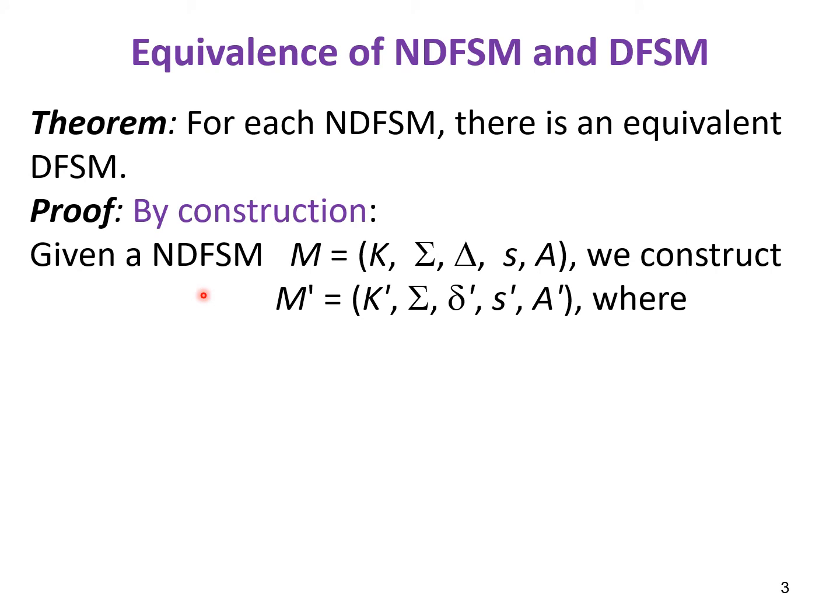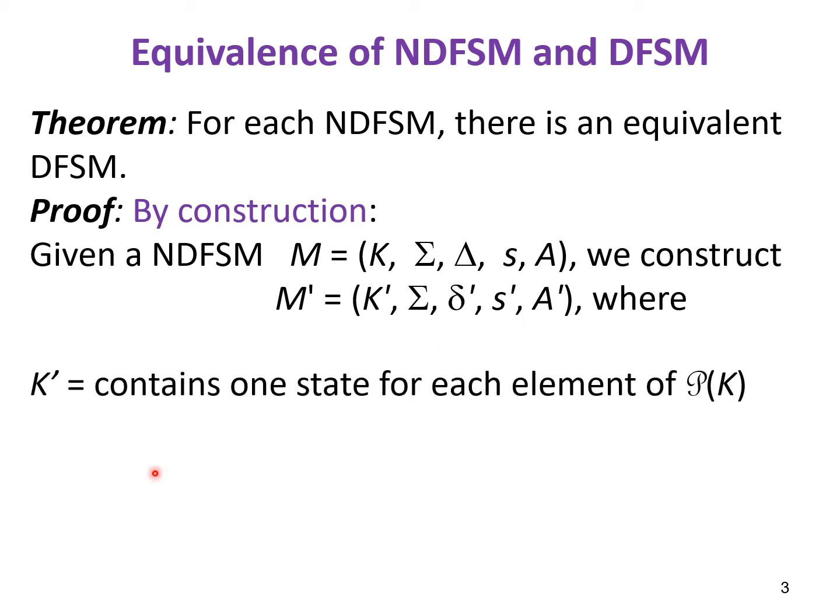Given an NDFSM M = (K, Σ, Δ, S, A), we construct M' = (K', Σ, δ', S', A'), where K' contains one state for each element of P(K). S', that is the new start state, is equal to EPS of the old start state S. EPS is also called the epsilon closure of the old start state S.